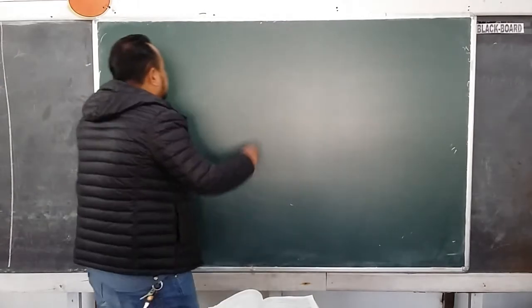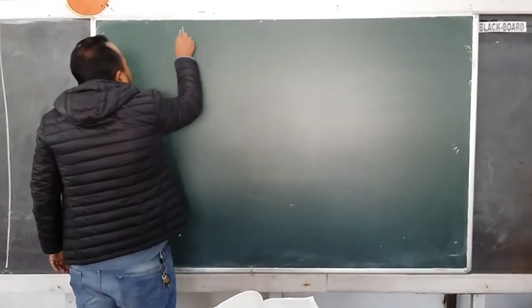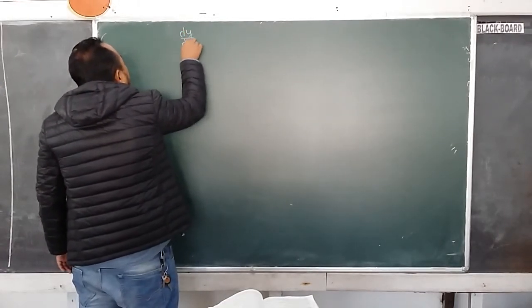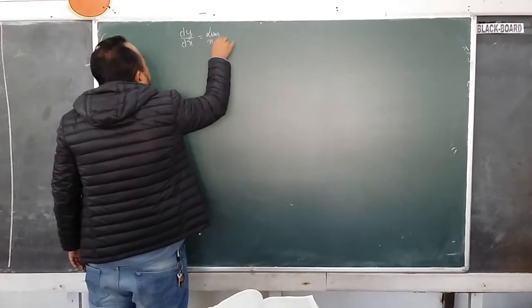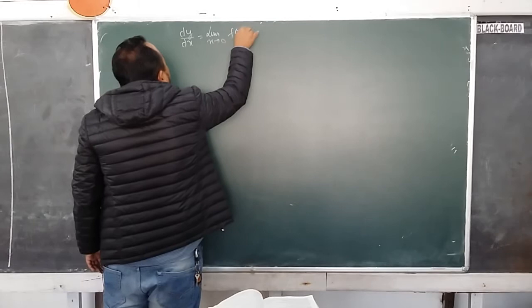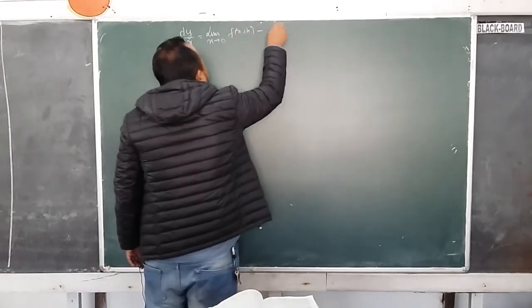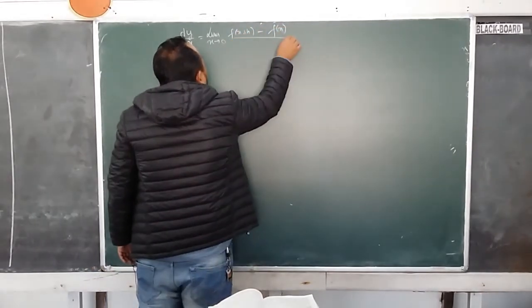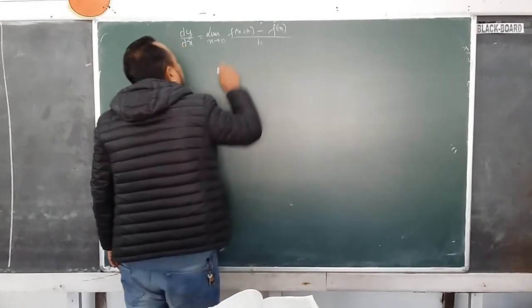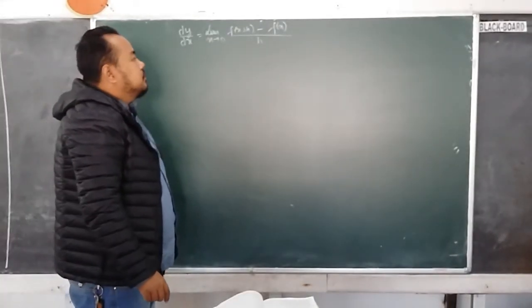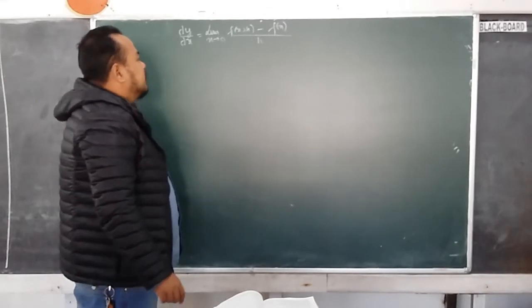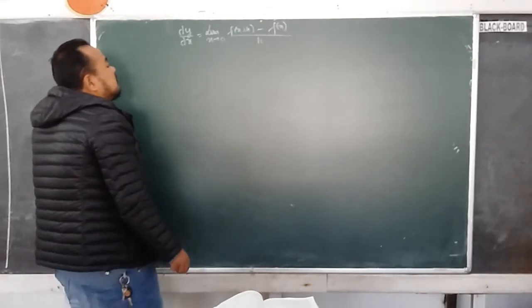So the first principle of derivative states that dy by dx, that means differentiating y with respect to x, is nothing but limit h tends to 0 f of x plus h minus f of x divide the whole thing by h. So this is called the first principle of derivative. Is that clear? So I'll just give you a simple example.